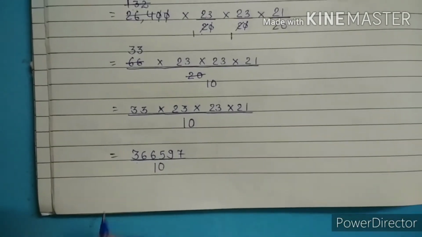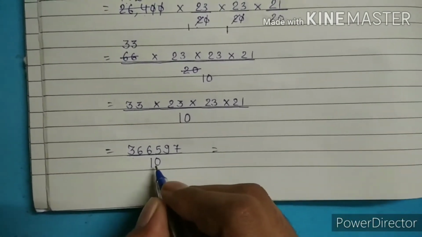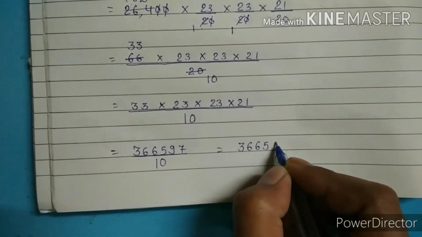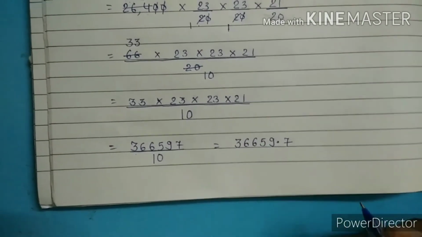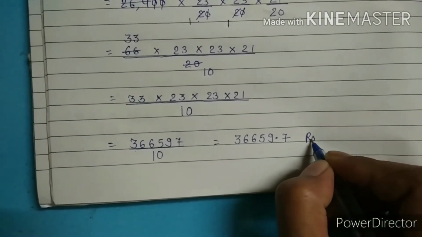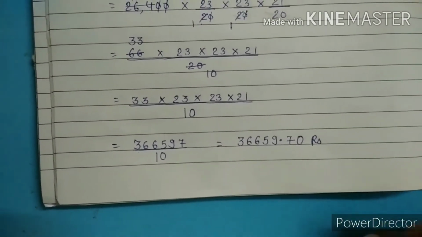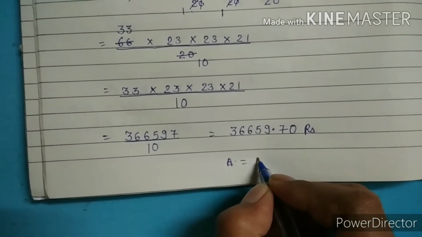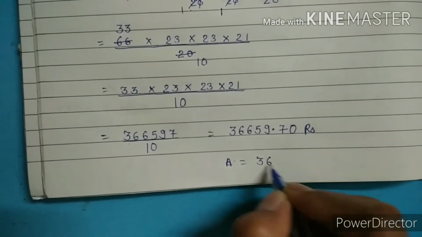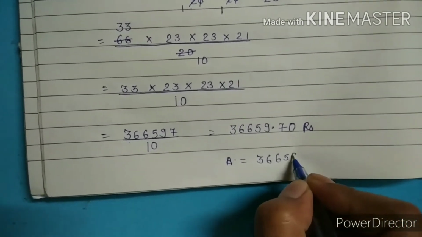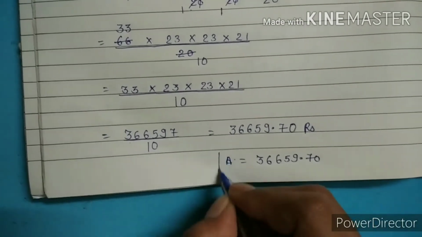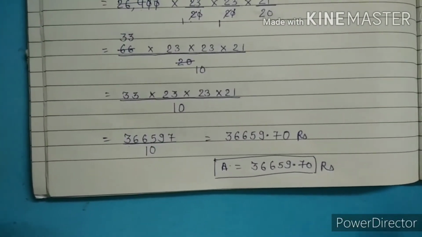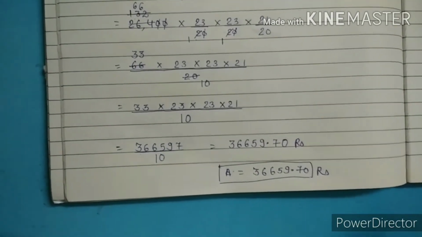3,66,597. It will be divided by 10. So when we divide it by 10, we will get 36,659.7. But this amount is in rupees, that's why we are putting here 0. So the total amount that Kamla has to return to the bank is 36,659.70 rupees. This is the solution of question number 2.